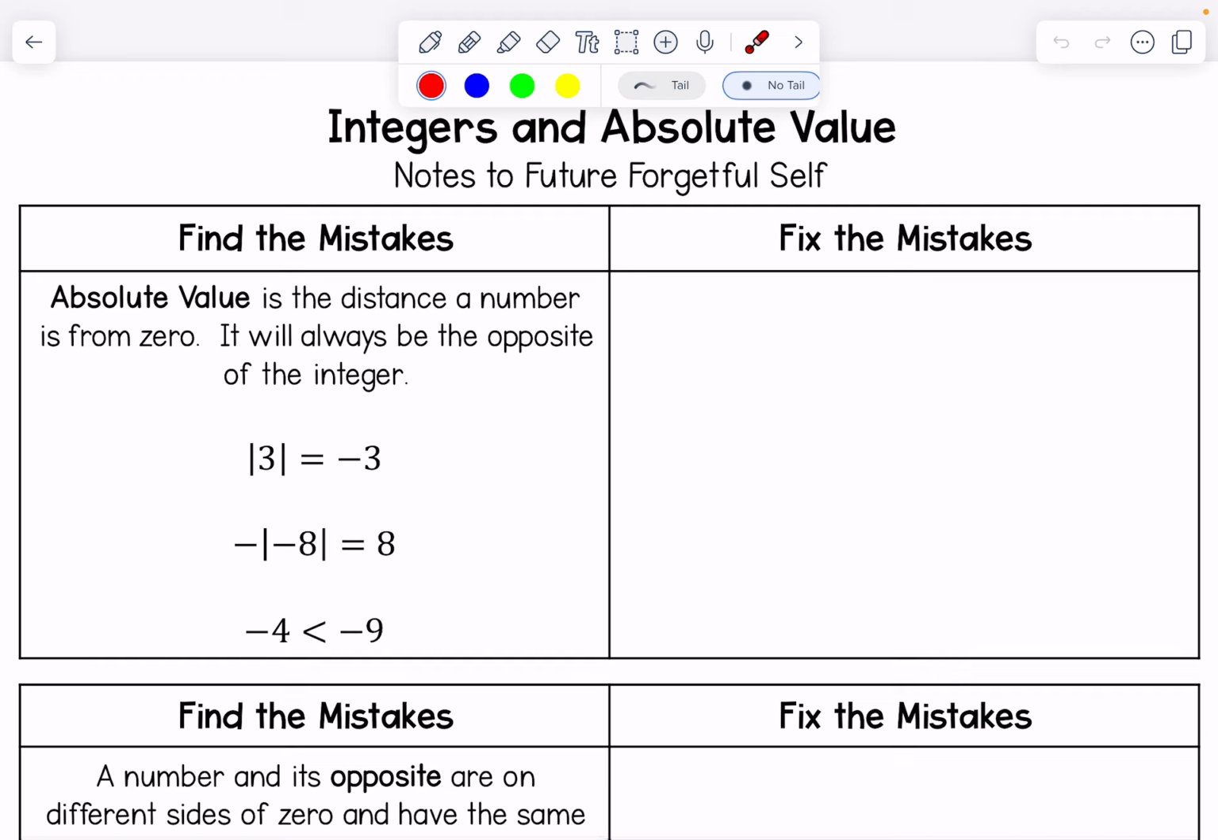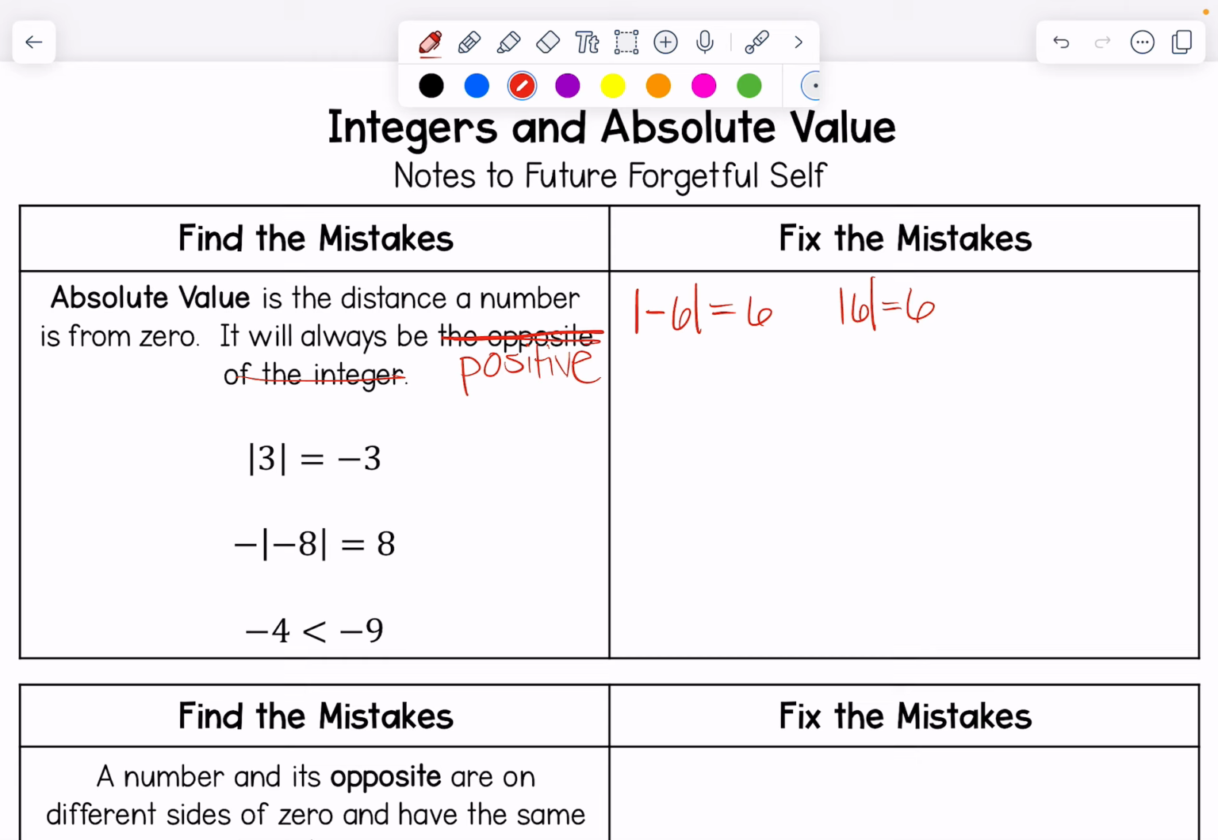So this first statement says absolute value is the distance a number is from zero. It will always be the opposite of the integer. If absolute value is the distance a number is from zero, it's not always the opposite. It's actually just always going to be positive. Some examples to show that would be like the absolute value of -6 is 6, and the absolute value of +6 is also 6. So it's just how far those numbers are from zero.